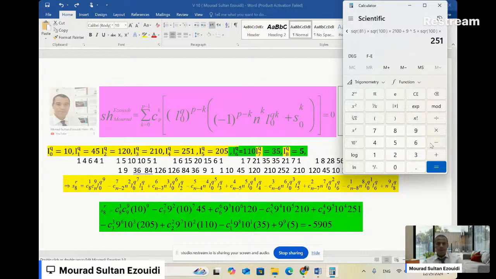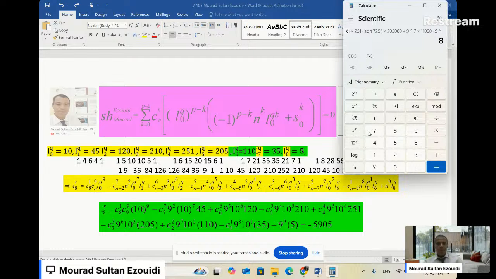251. Okay. Minus 9 raised to the power 6 means 729 squared. Okay. Multiply by 205,000. Because 10 cubed is 1,000. Multiplied by 205, it would be 205,000. Plus 9 raised to the power 7. Multiply by 110. Then the next two units. Okay, 11,000. Okay, minus 9 raised to the power 8.